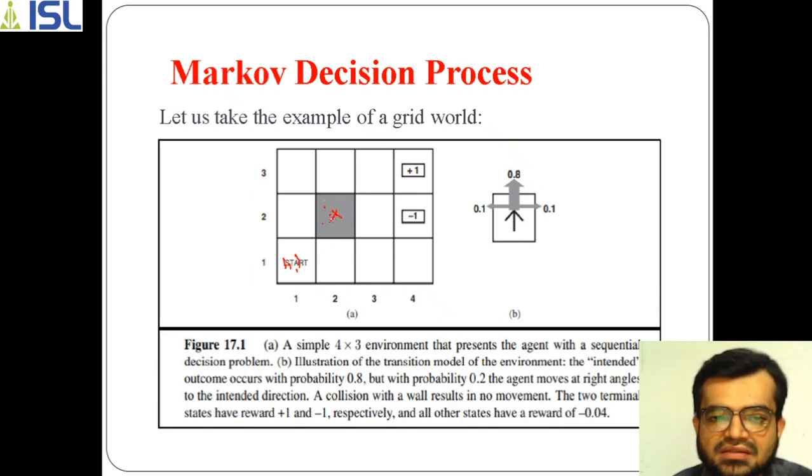Now what happens is that if an agent reaches room number 43, the agent will be awarded a reward value of +1. And if an agent reaches state 42, you can consider it as the room with the value 42, the agent will be rewarded with a value of -1.